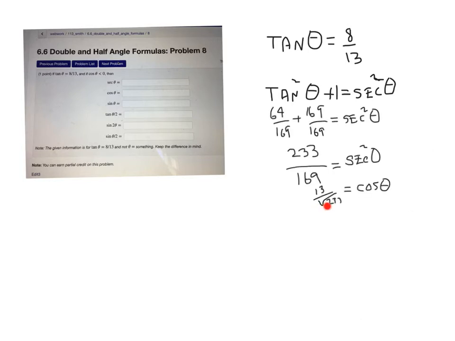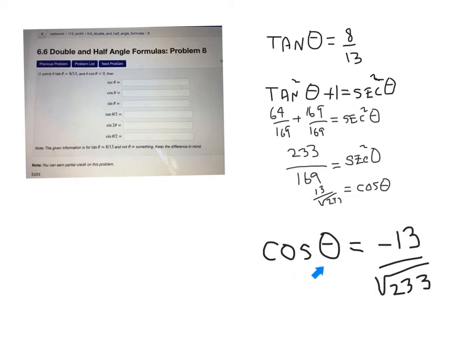Now, I was a little sloppy when I took the square root here, because I do have to remember that I'm given that cosine of theta is less than 0. So that means when I took the square root, I should have taken the negative square root. So let me write that down correctly. So cosine of theta is minus 13 over the square root of 233. Again, the reason for the minus sign, I should have picked up a plus or minus here when I took square roots, is because I'm given that cosine of theta is less than 0.